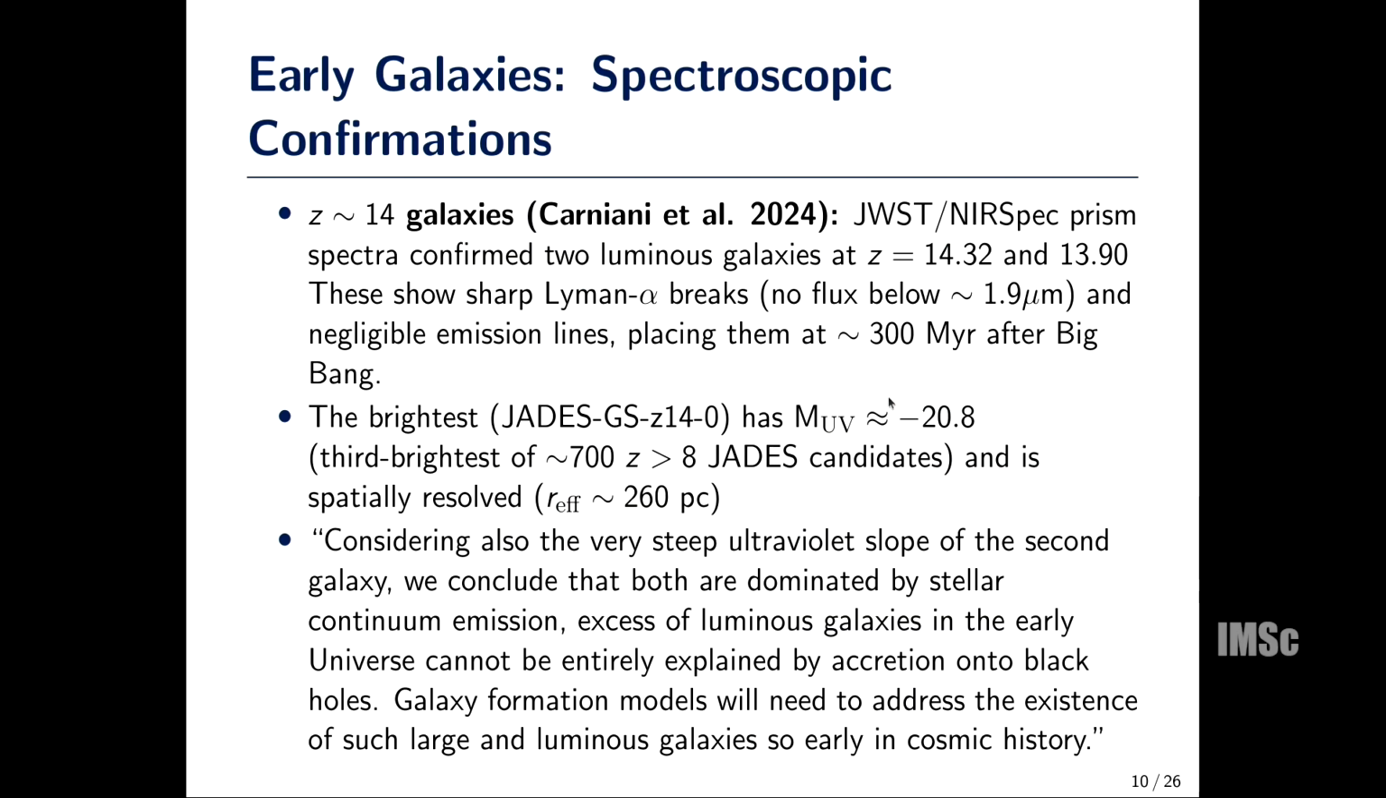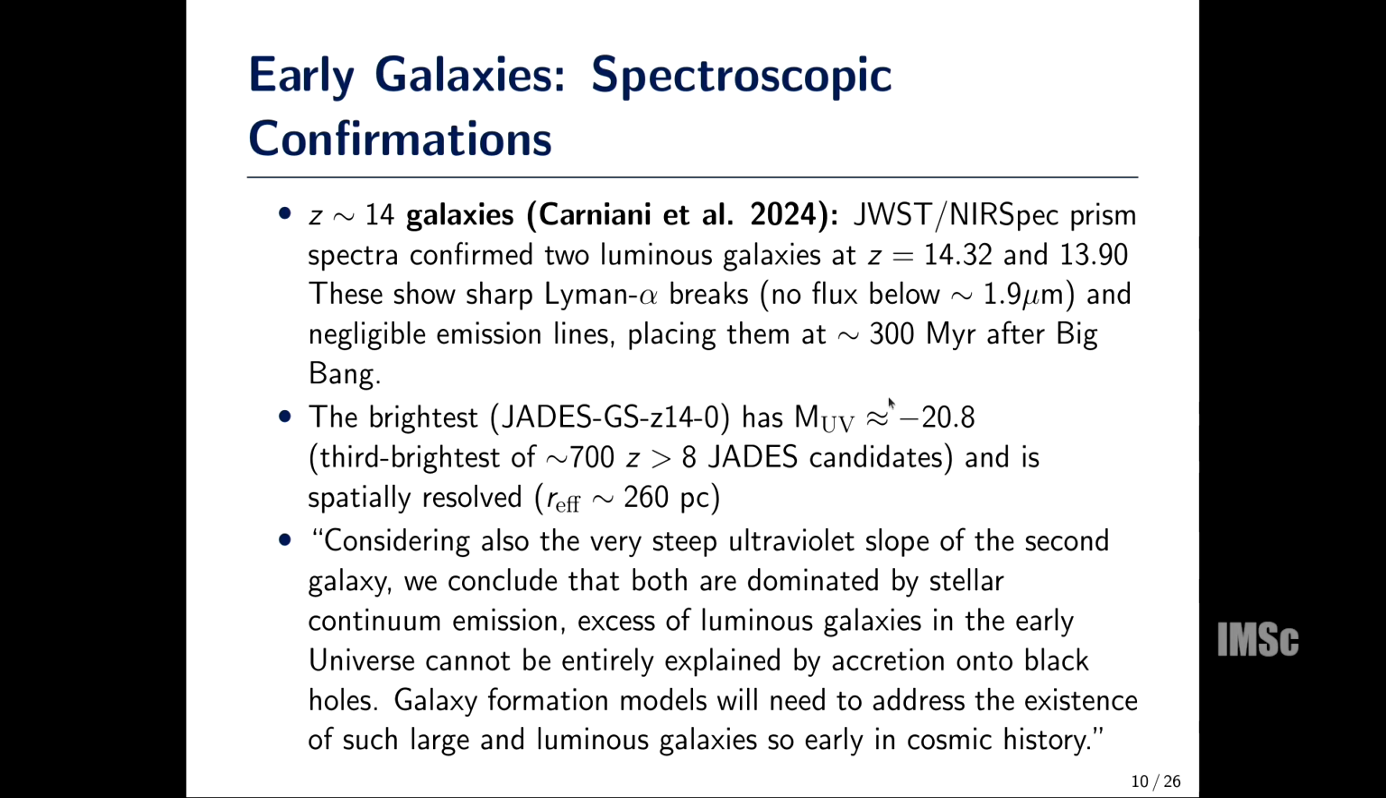But of course, the gold standard is spectroscopic redshifts. And now we have redshifts at 14 or so. This is a paper from last year by Carniani et al. in Nature, and they found two galaxies at redshifts around 14, and they show sharp Lyman alpha breaks and negligible emission lines, placing them at about 300 million years after the Big Bang.